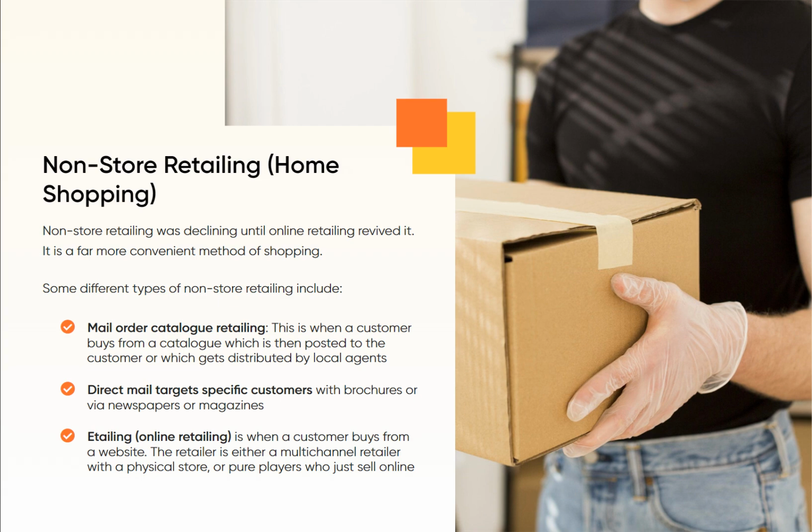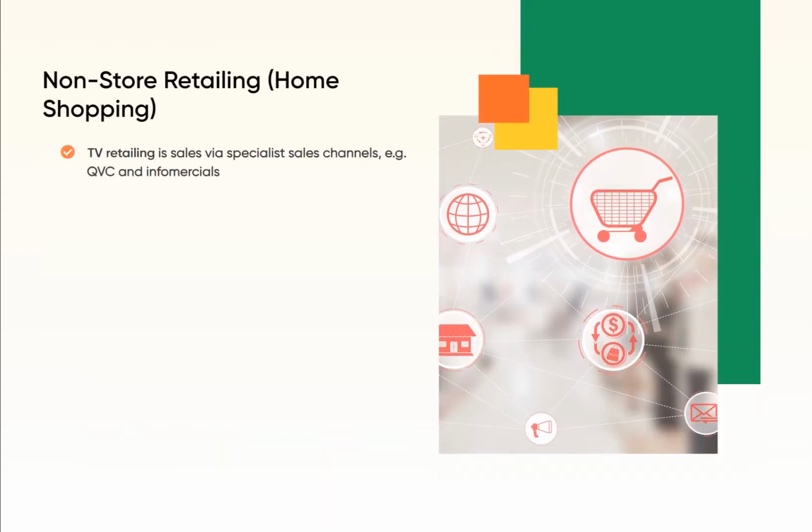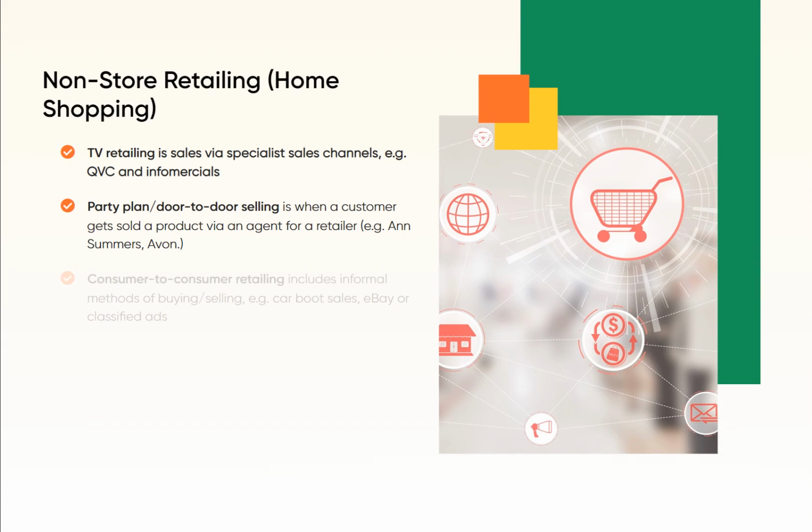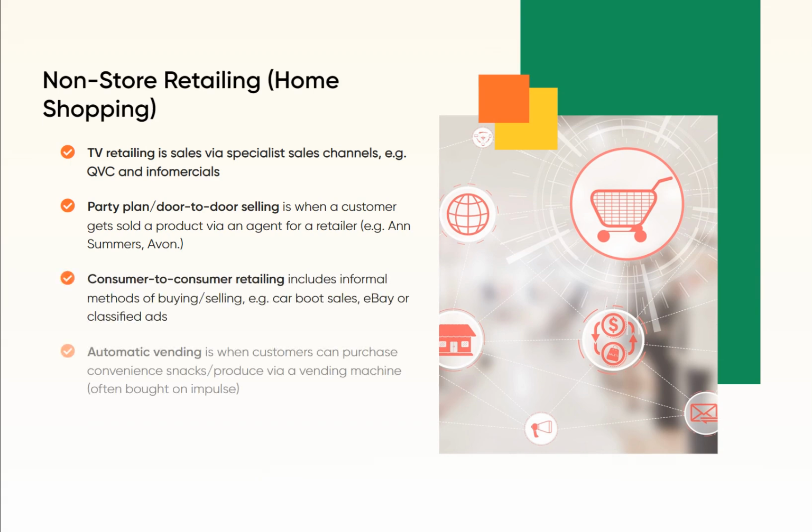Etailing, online retailing, is when a customer buys from a website. The retailer is either a multi-channel retailer with a physical store, or pure players who just sell online. TV retailing is sales via specialist sales channels, for example QVC and infomercials. Party plan or door-to-door selling is when a customer gets sold a product via an agent for a retailer, for example Ann Summers, Avon.